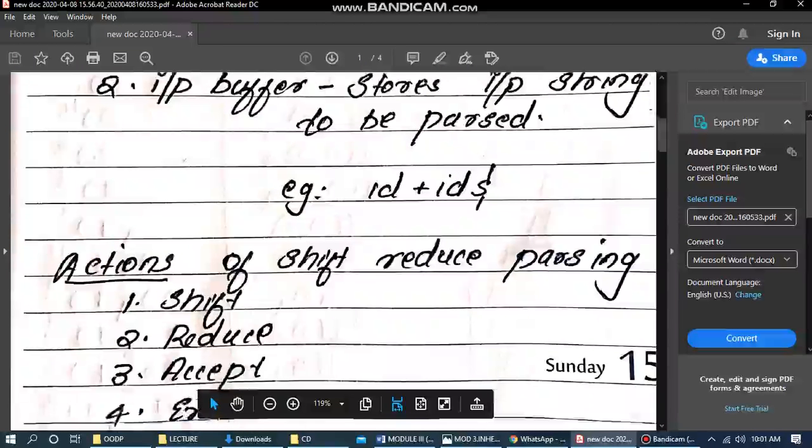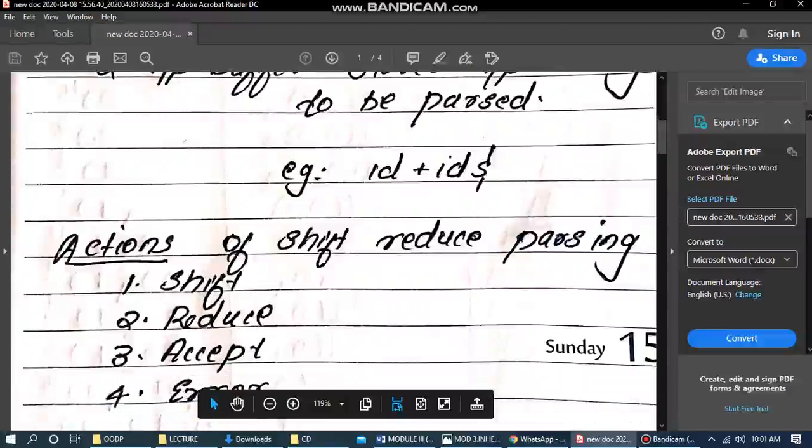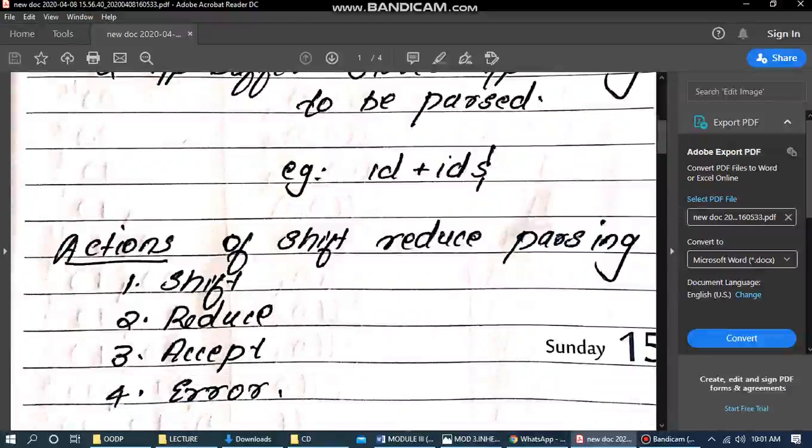There are also different actions that should be performed in shift reduce parsing. Four actions are there: the first one is shift, second one is reduce, third one is accept, fourth one is error. Shift means adding or pushing some of the symbols into the stack and comparing that symbol with the grammar, in order to reduce or reach the start symbol by substituting any one of the grammar symbols.